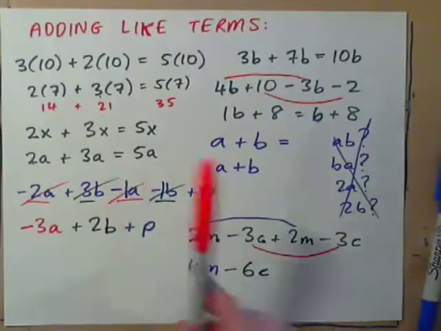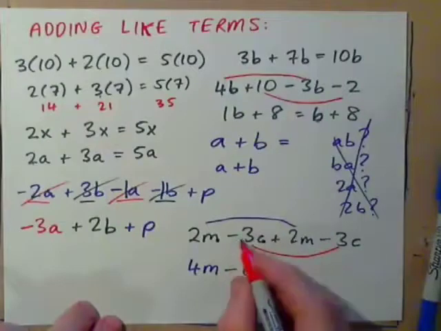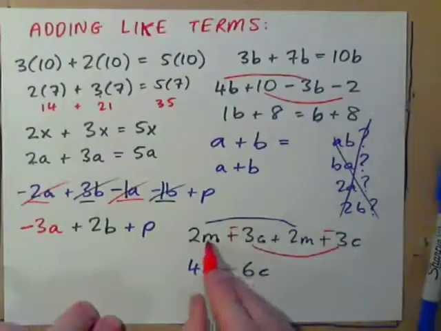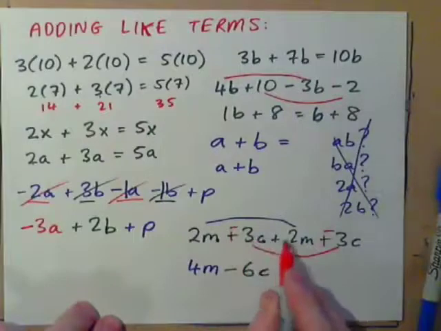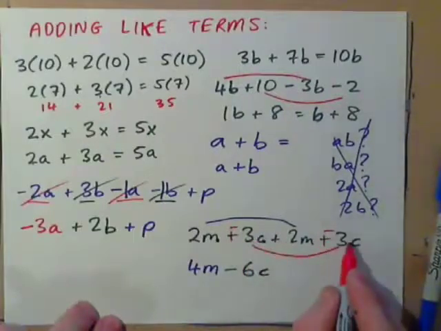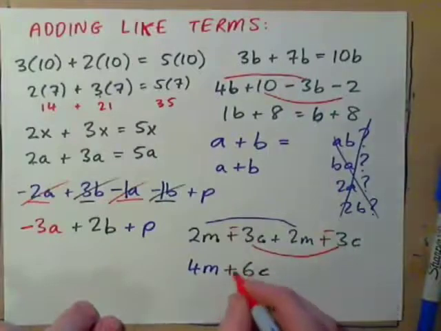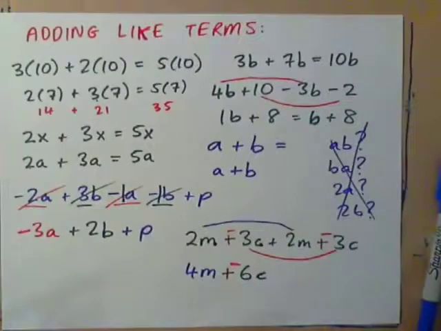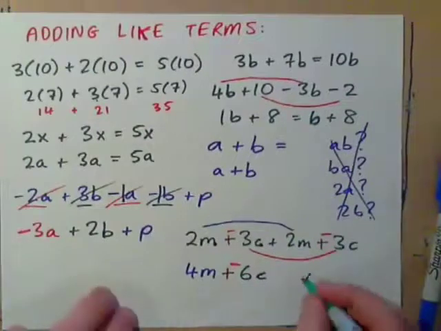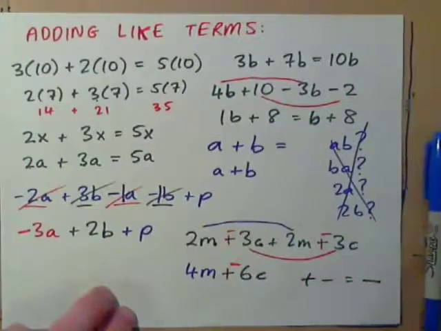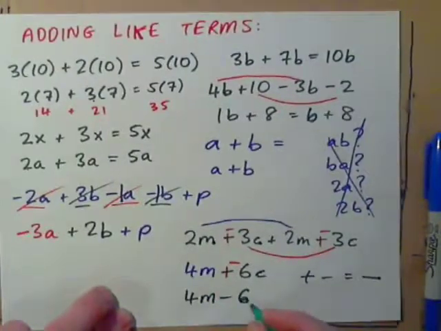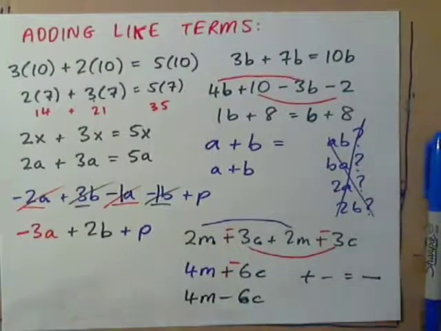Of course, what we could do is, in place of subtraction, put plus negative here and here. So it says two marbles plus negative three cherries plus two marbles plus negative three cherries. Now the negative three cherries and the negative three cherries make plus negative six cherries. But in the end, you've got to simplify plus negative to be subtraction. So this has to end up being 4m minus 6c in the end anyway.